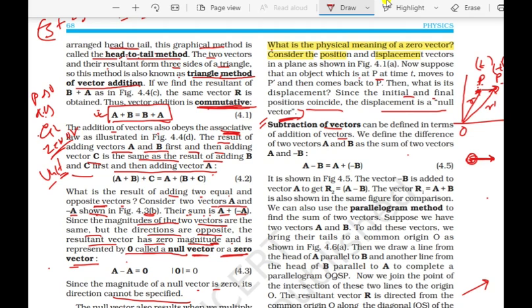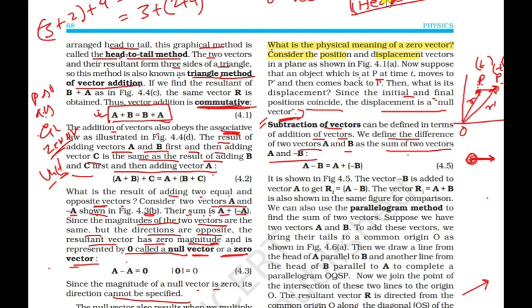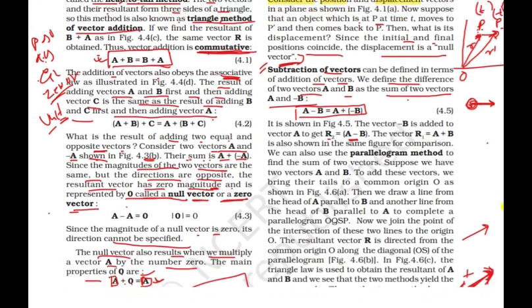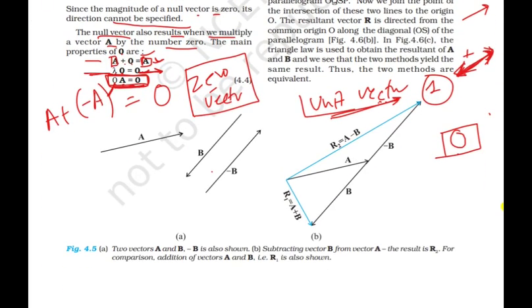Let me explain from this: it can be defined in terms of addition of vectors. We define the difference of two vectors a and b as the sum of two vectors a and minus b. Got it? It is shown in figure 4.5. The vector minus b is added to vector a to get R2, a minus b. Figure 4.5 is here.